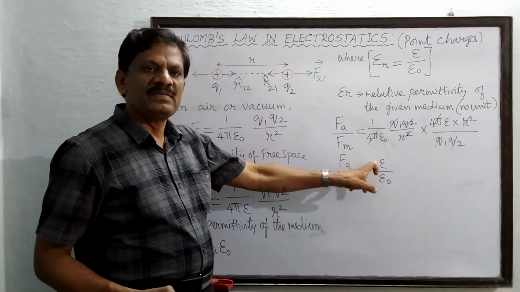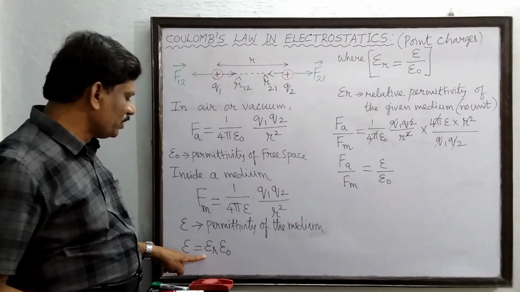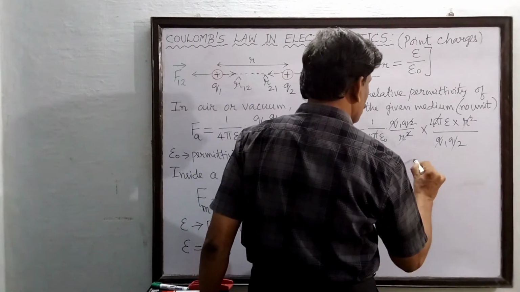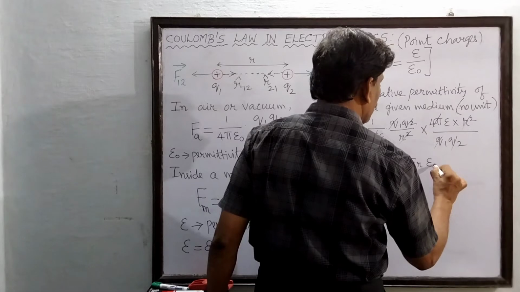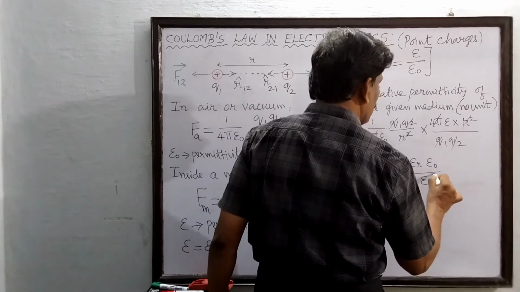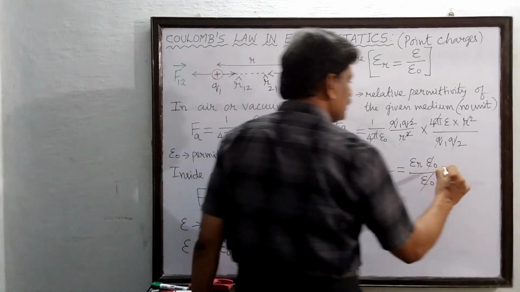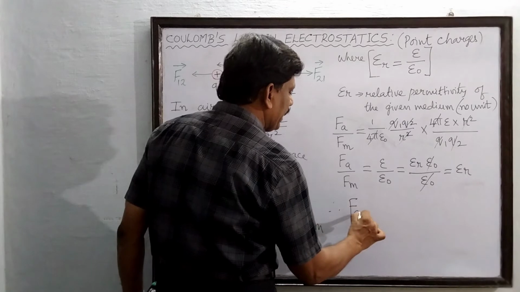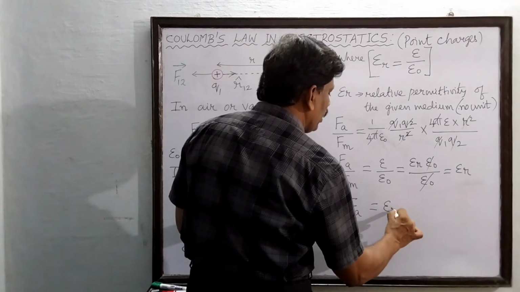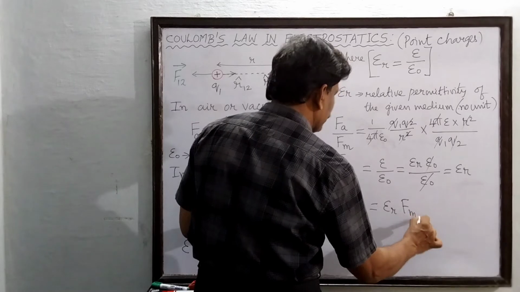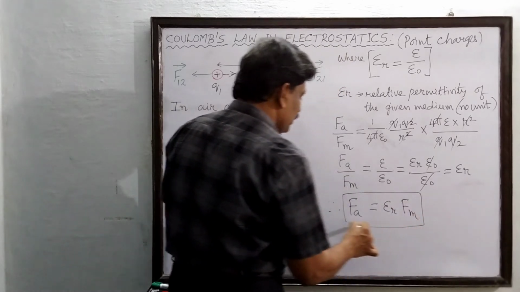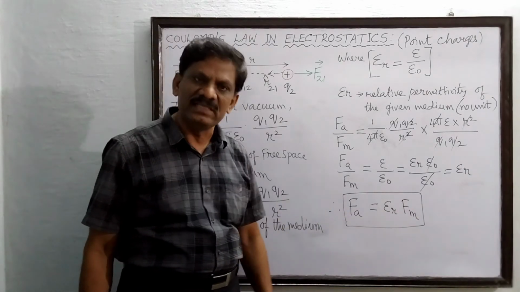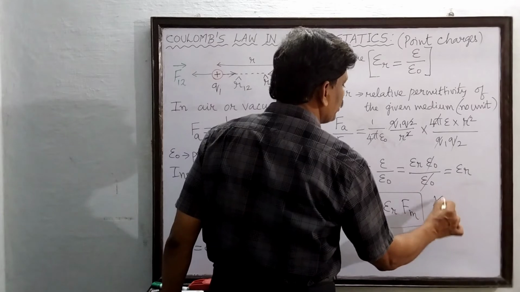So in place of epsilon, I can substitute epsilon is equal to epsilon r into epsilon naught. So this is equal to epsilon r into epsilon naught divided by epsilon naught, which is getting cancelled. So this is equal to what? Epsilon r. Therefore, F in air is equal to epsilon r times F in a medium. This is a greatly important relation for solving the numerical problems in NEET and JEE. So this is a very important relation.